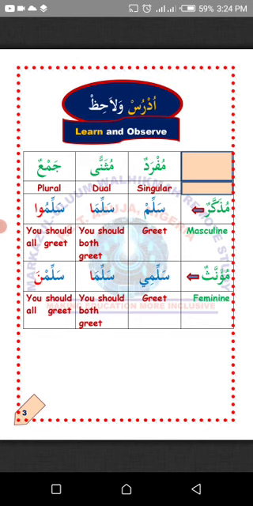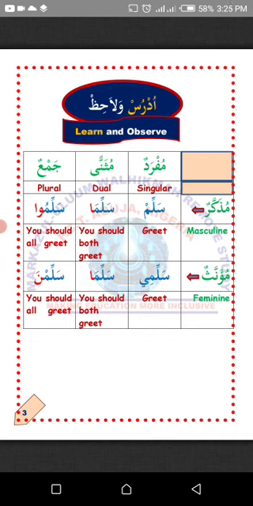Then we talk about mu'annath, feminine. This is a word in Arabic that represents a female person or a female object. It's just like the verb, sallimi can only be used to command a single female person to greet. So if there are two, use the same form of the verb, sallima, to command.